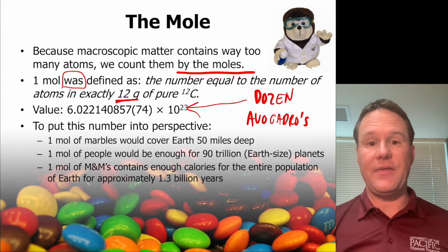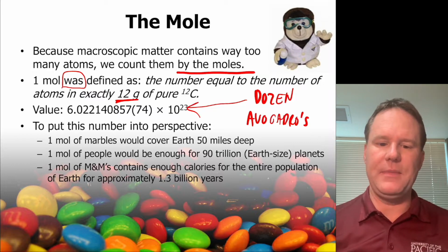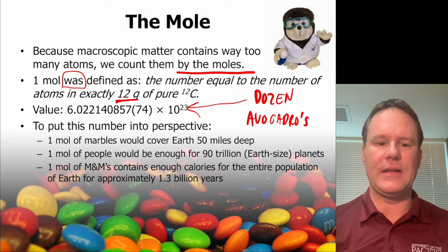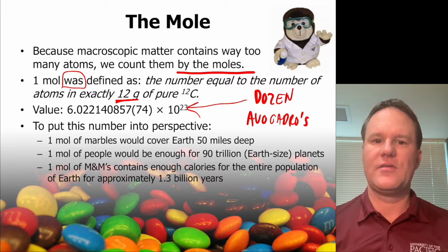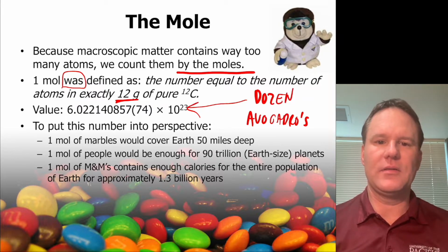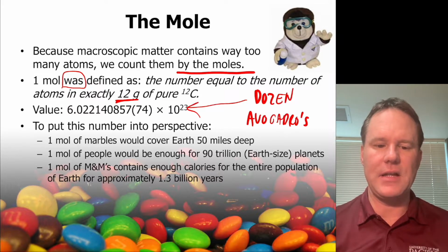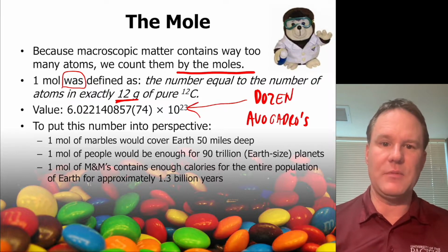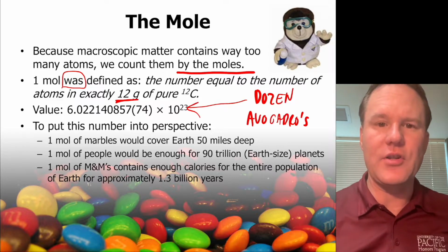Now, this is a very large number, right? What does it mean, 10 to the 23rd? It means 6 and then 23 zeros after it, so not all zeros, but 6.02214085 and then 14 more zeros afterwards. So this is a very large number.